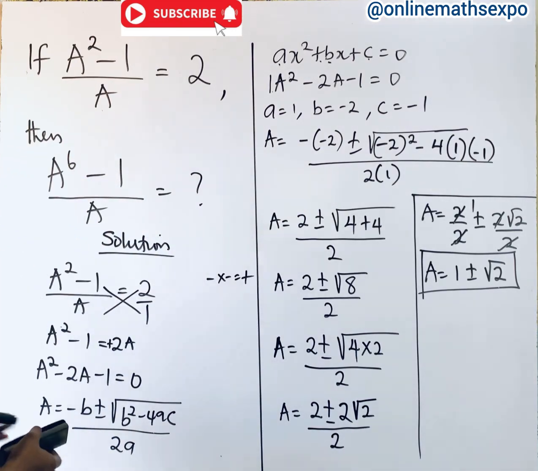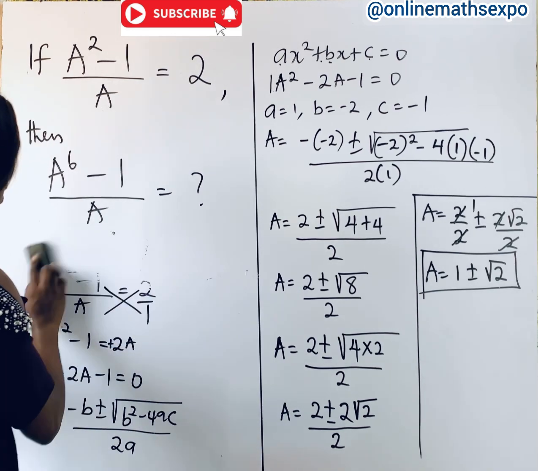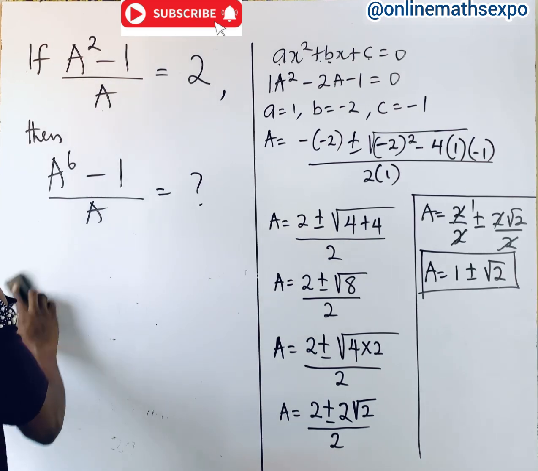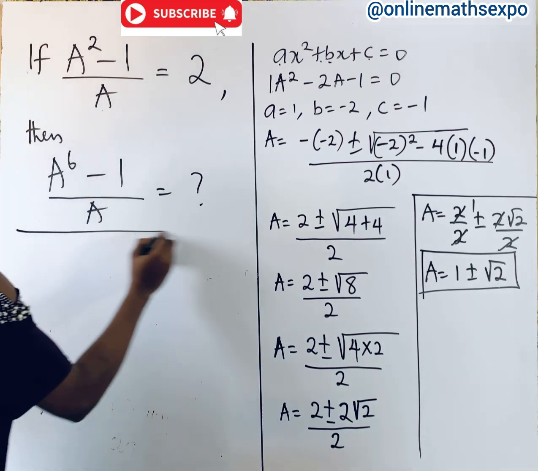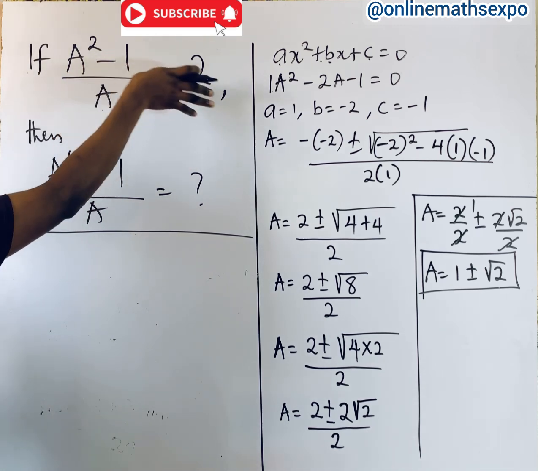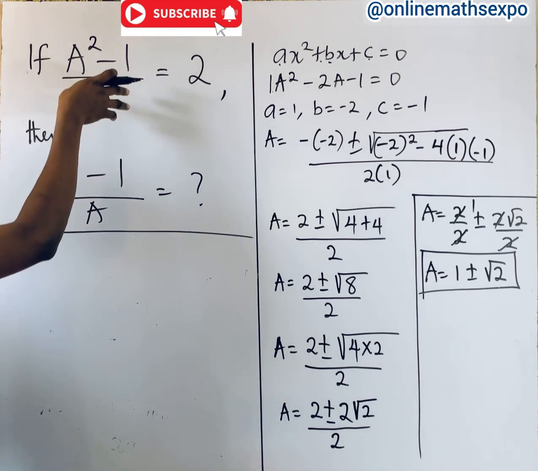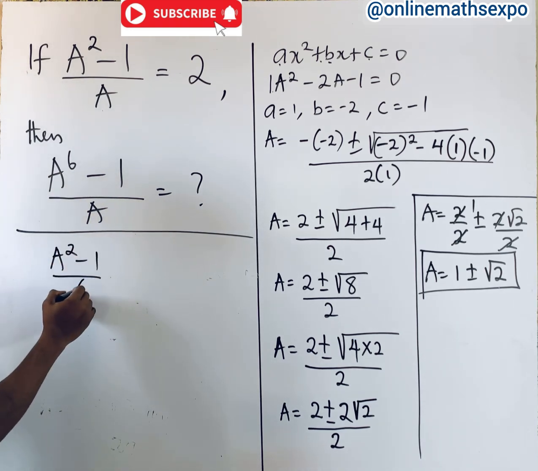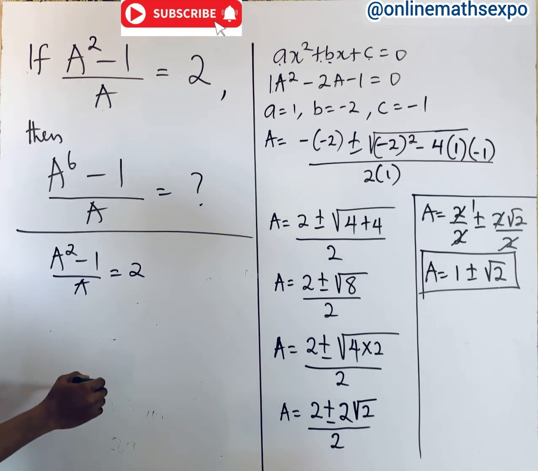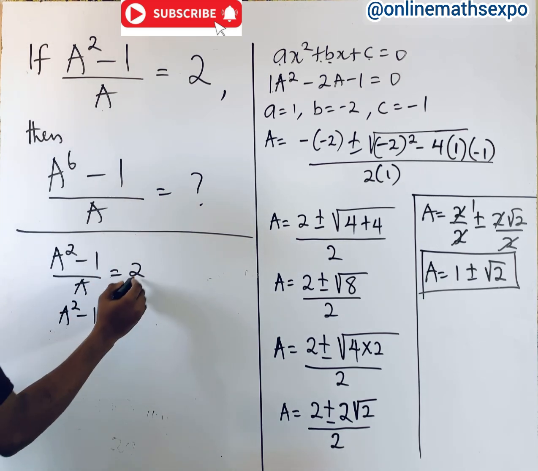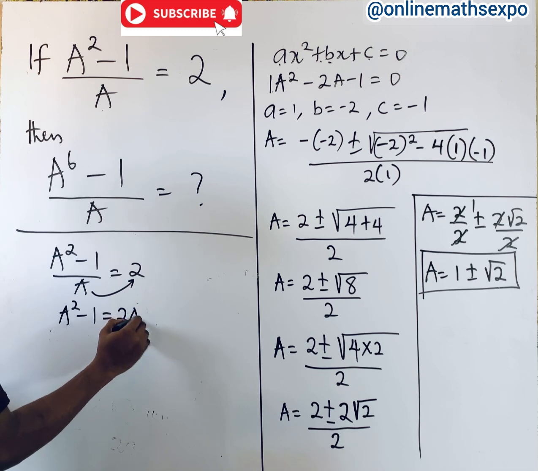From here, what do you do now? We need to remember that this is this, okay? So in that case, from here, we have seen that this is what we are given, okay? So what it means is that we can also say a squared minus a over a is equal to 2. And we said earlier that a squared minus 1 is equal to, this multiplies will give us 2a.